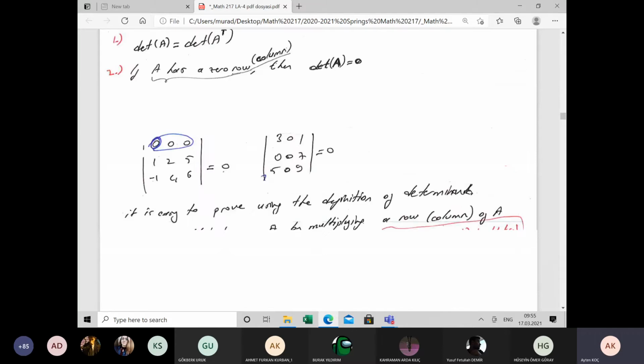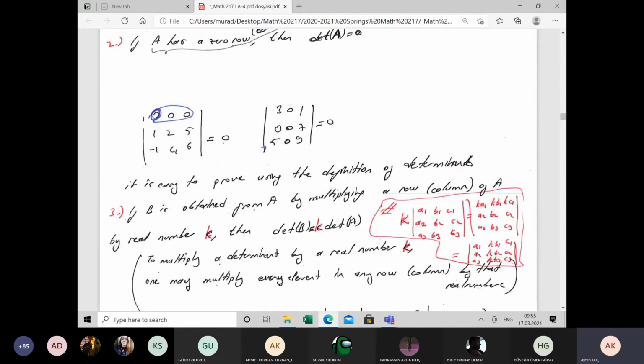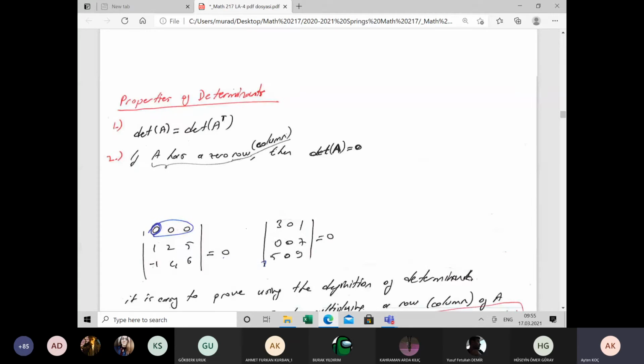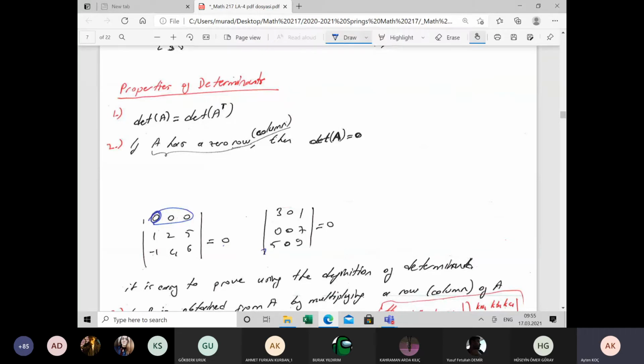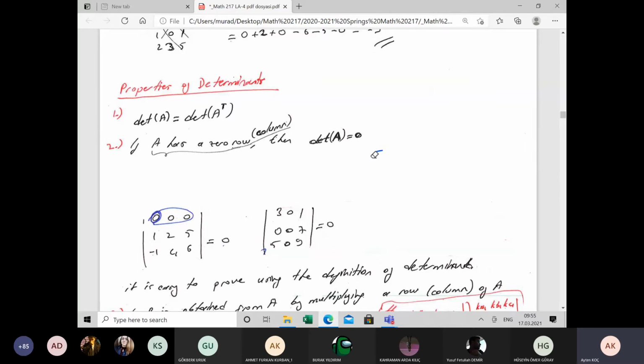Now let's give some properties, okay? Because sometimes it is not easy to get the determinant of A. It's okay, this one. So using these properties, it is easy to see the result. It's okay. So let's give the properties of determinants now. It's okay.